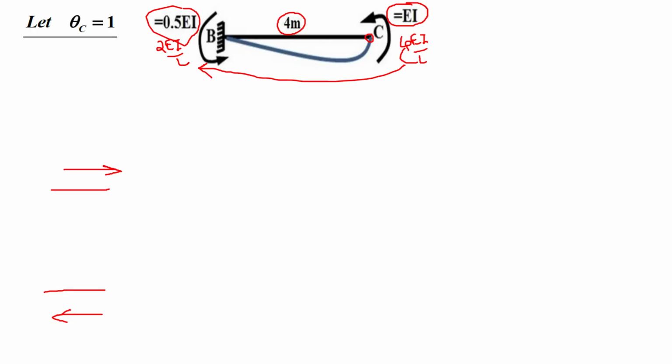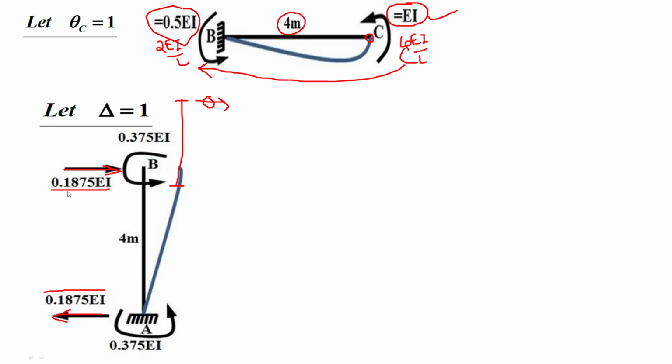Similarly in the second figure, that is theta C equal to 1, moment at B is 0.5 EI, moment at C is 1 EI, and the reaction at column will be 0 because there is no column. So the horizontal reaction at B will be 0.